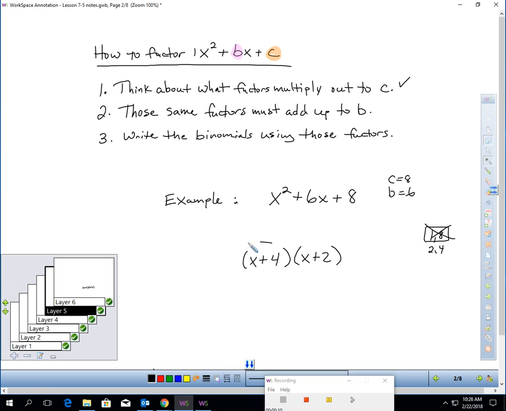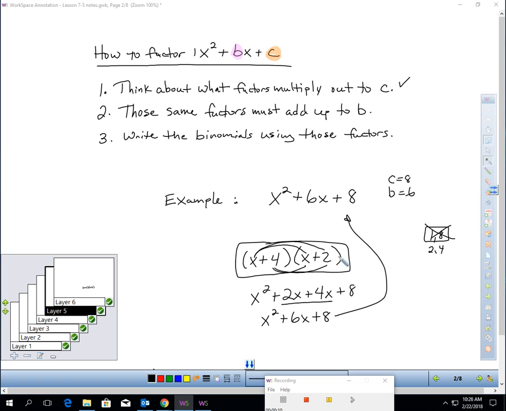So the answer to this would be x plus 4 times x plus 2. Now, this is the correct factoring for this trinomial. If you don't believe that, or you're like, I'm not getting it, well, watch. If I double distribute, I'll get right back to here. X times x is x squared. X times 2 is 2x. 4 times x is 4x. And 4 times 2 is 8. And I have x squared, and those add up to 6x plus 8. Do you notice I'm getting right back to where I started? So that's the correct factoring for that trinomial.